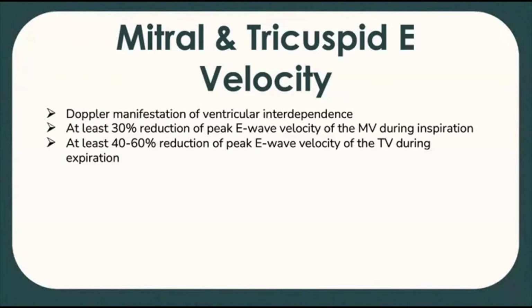Conversely, with the tricuspid valve, during expiration is when you get reduced flow through that valve. But there's more variability at baseline with the tricuspid valve. I'm not actually entirely sure why that is. So the threshold to meet tamponade with the tricuspid valve E velocity, we say is at least 40%, but again, ASE says actually 60% variation.